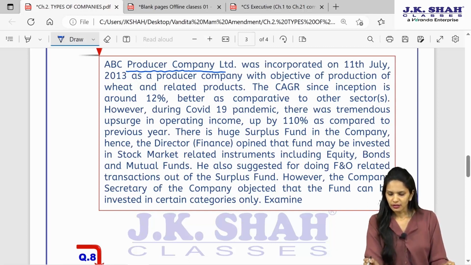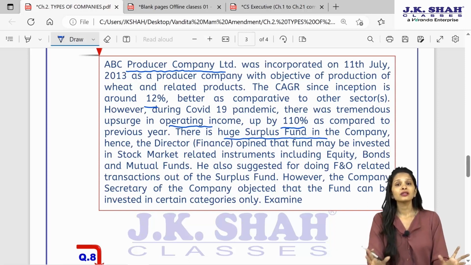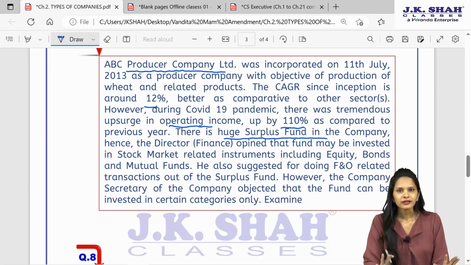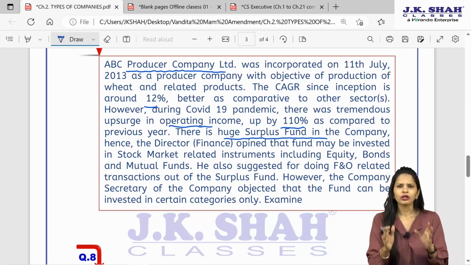Now the CAGR since inception is 12%. Now during the COVID-19 pandemic, there was a tremendous upsurge in operating income. It was around 110% as compared to the last year. So there is huge surplus funds. See, all these things, don't get tensed. They are just giving you tension by distracting you. Read it carefully because the real question is going to come at last.